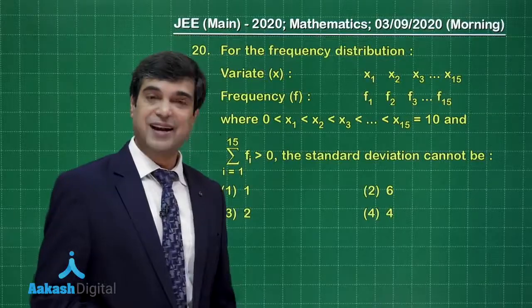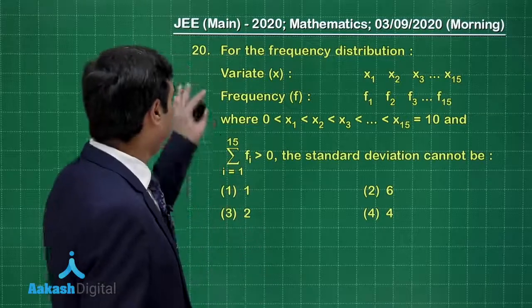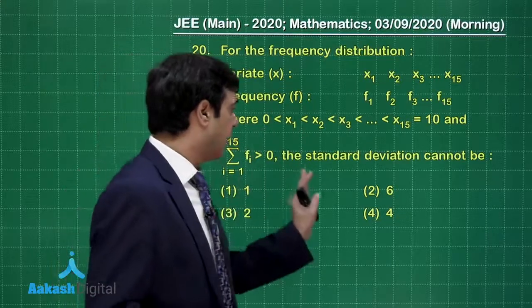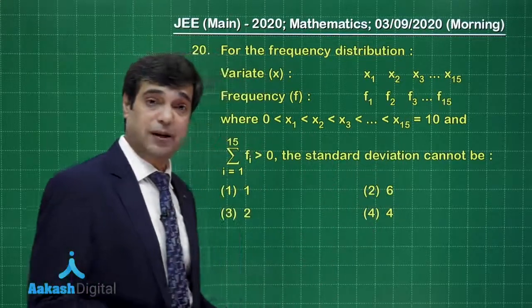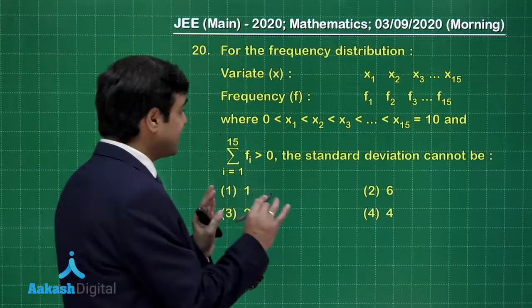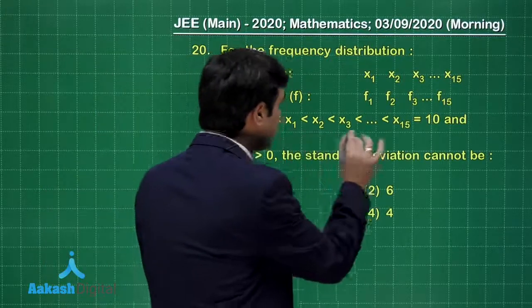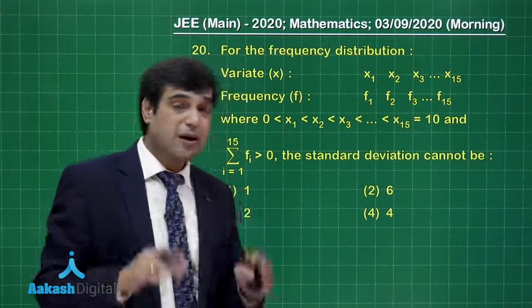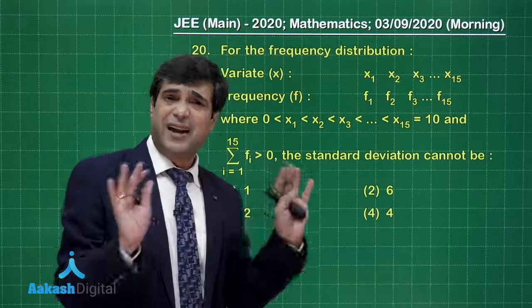So moving forward, let's consider the next one. This is from stats. Some frequency distribution is given and the question is talking about the standard deviation cannot be. Correct. So here we can understand the fact that x1, x2, x3 all are greater than 0. Last value is equal to 10. There is a result, direct result.